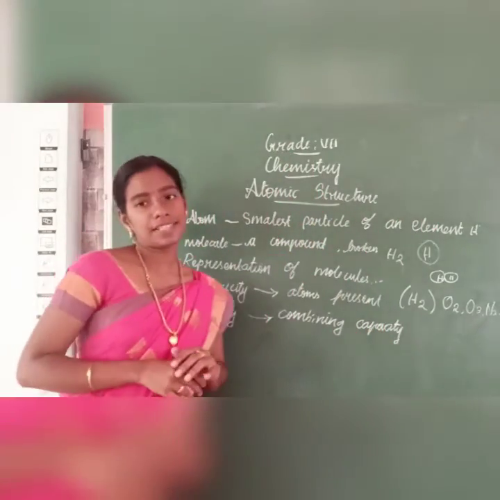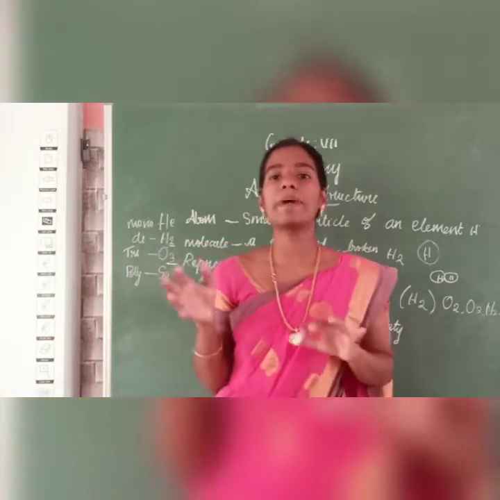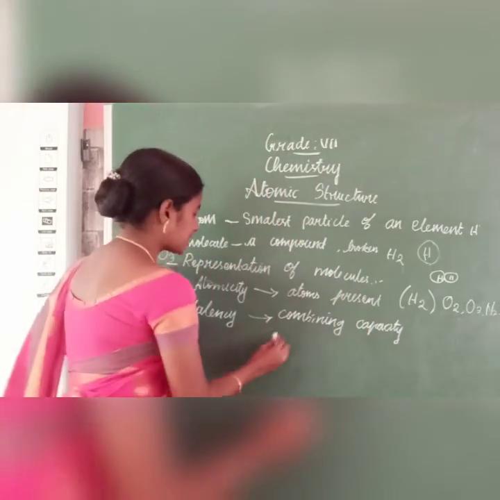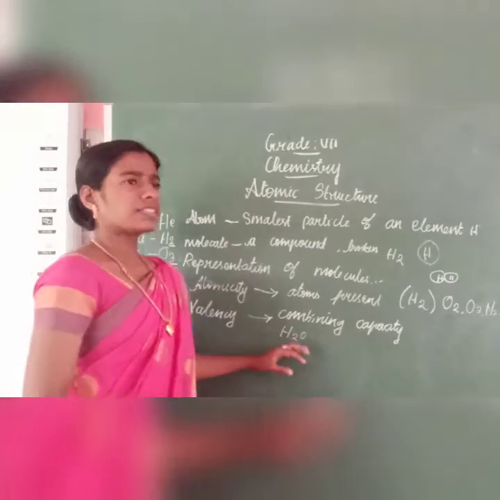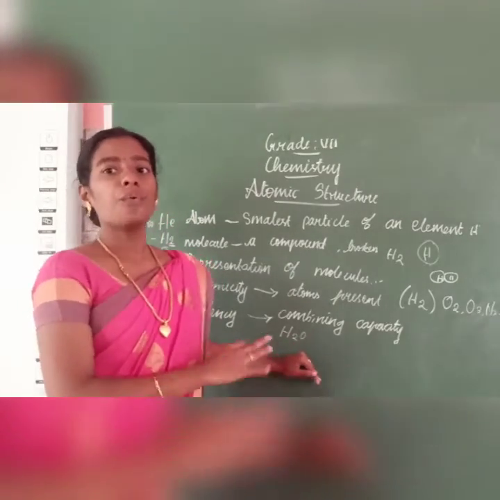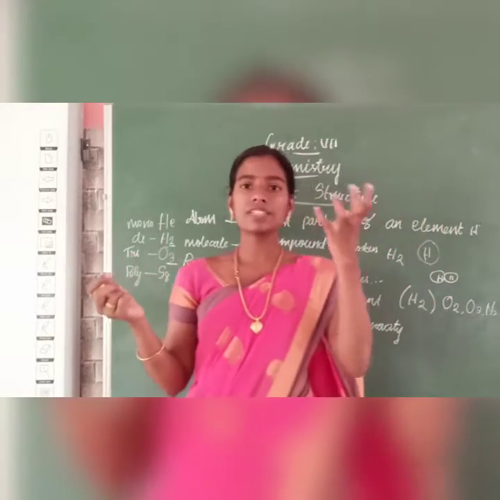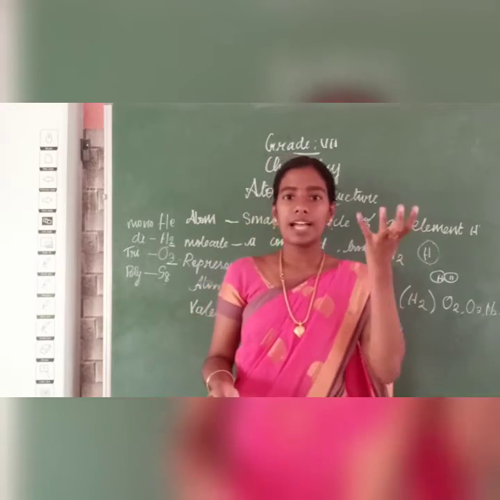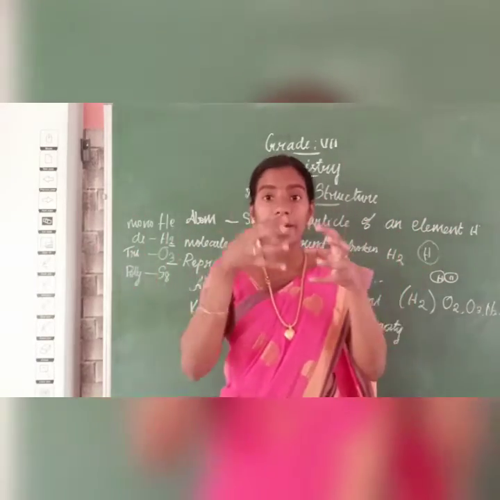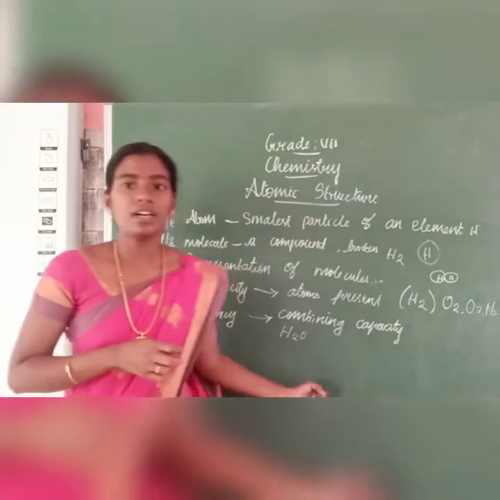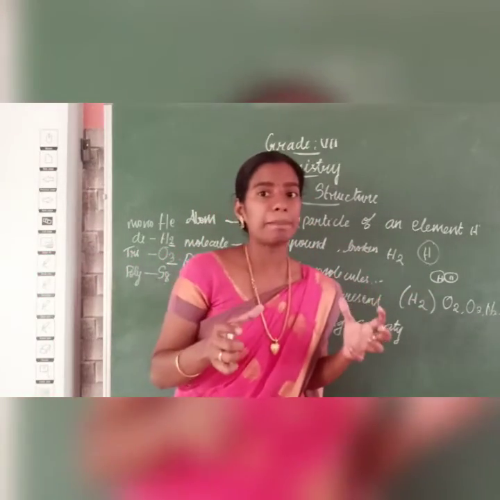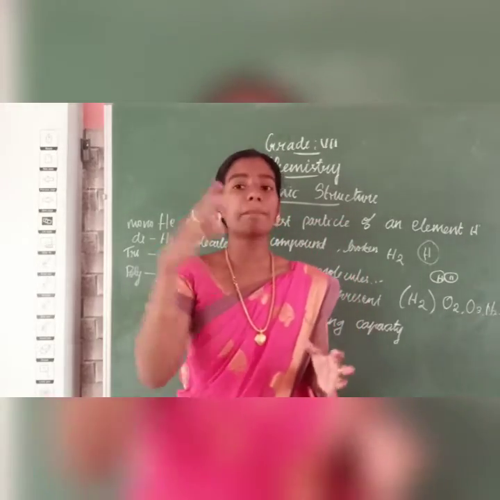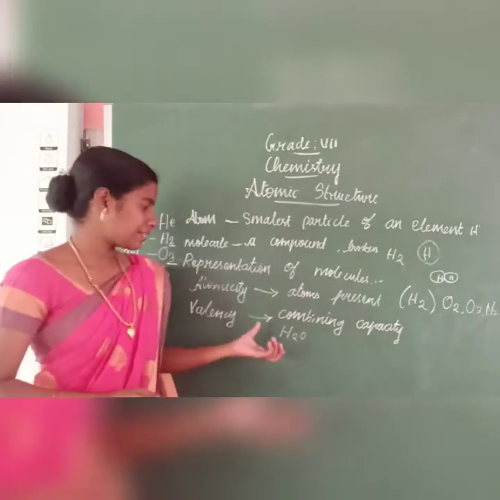Next one is valency. Valency is its combining capacity. For example, to form a compound, example H2O, this is a combination of more than 1 element. So, to combine H2 and O, it needs some combining capacity. Hydrogen is there, oxygen is there. When it is combining only, we are getting water molecules. It should have some combining capacity to form compounds. This combining capacity is called valency.